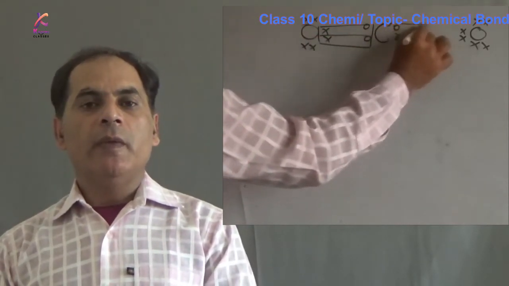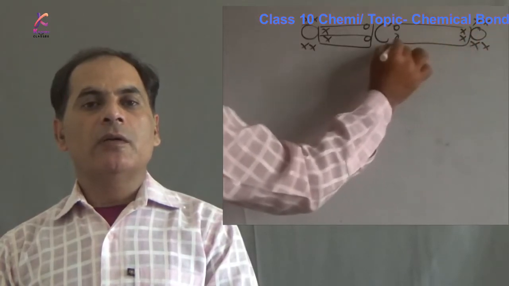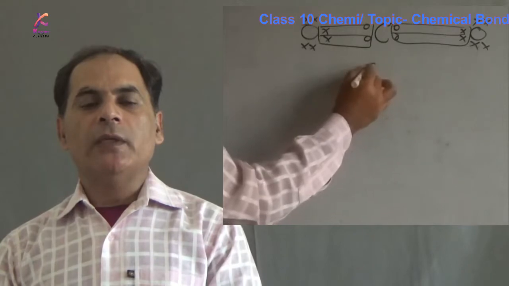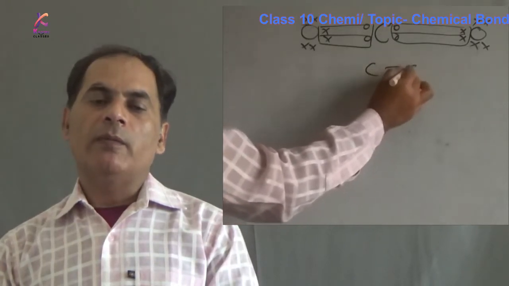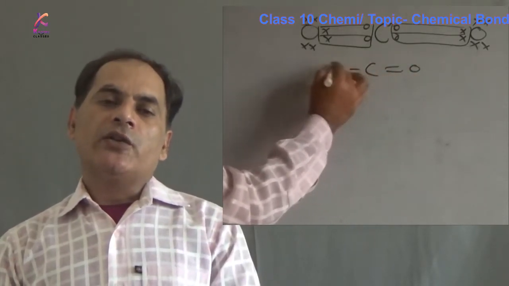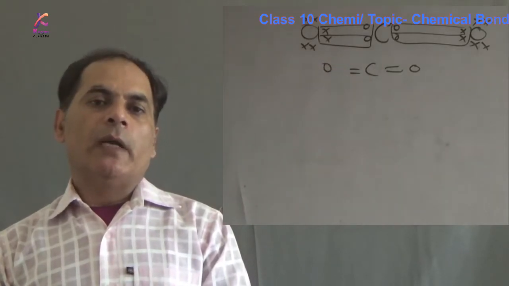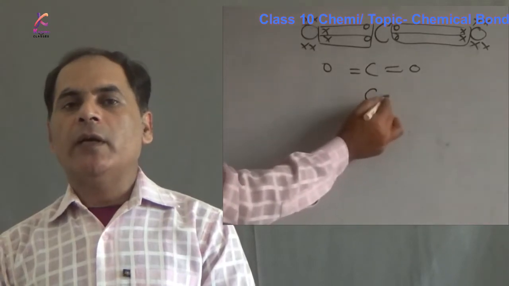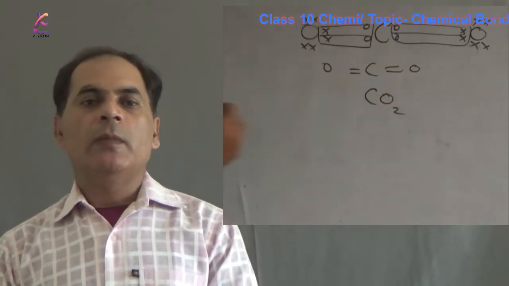Another oxygen atom has 6 electrons. This oxygen shares its 2 electrons with the 2 electrons of carbon and the double bond is formed. Since they are sharing 2 electrons, a double bond is formed between these 2 atoms. Between carbon and oxygen, a double bond is formed here, and on this side also a double bond is formed.